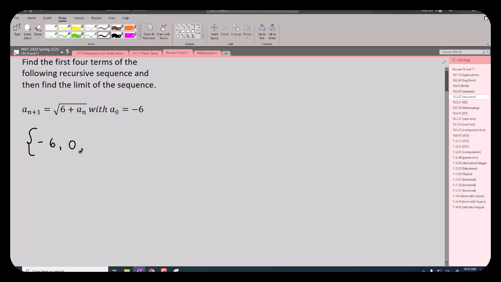And then how about the next term? Square root of 6. And then the next term, square root of 6 plus square root of 6 inside. So that's what the first 4 terms are going to look like.